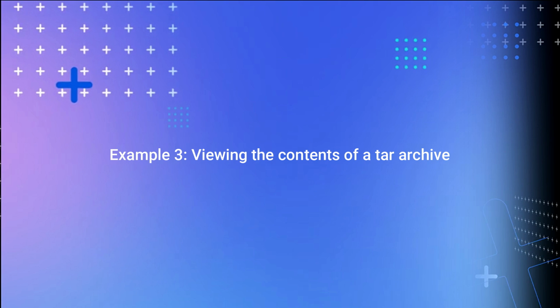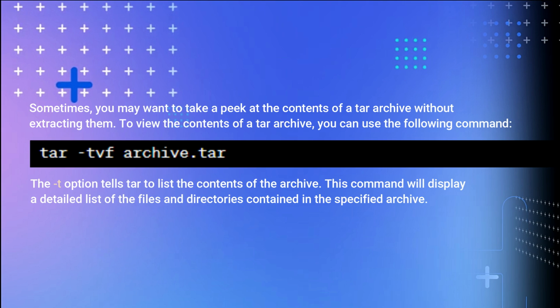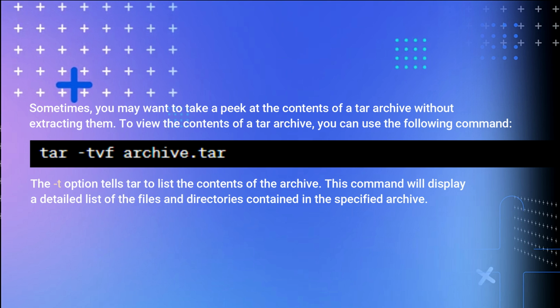Example 3. Viewing the contents of a tar archive. Sometimes, you may want to take a peek at the contents of a tar archive without extracting them. To view the contents of a tar archive, you can use the following command. The t option tells tar to list the contents of the archive. This command will display a detailed list of the files and directories contained in the specified archive.